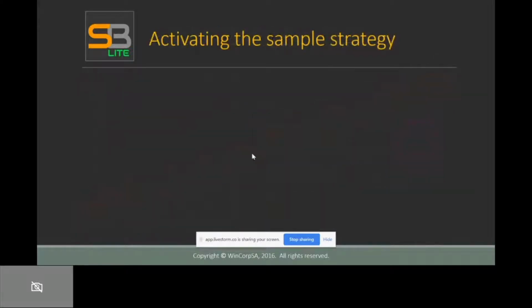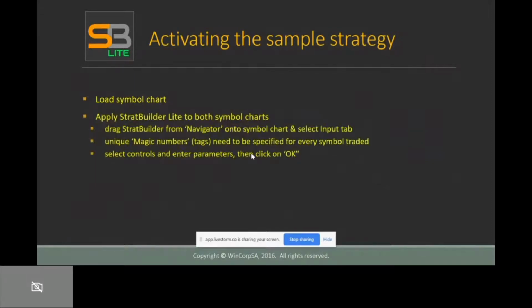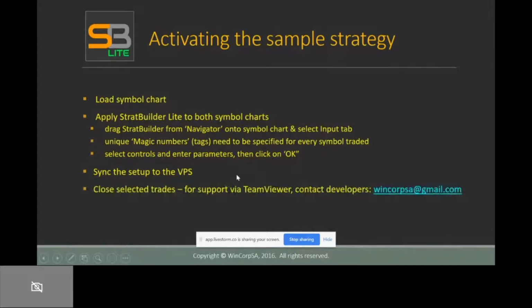Right, so just to summarize the steps, once you've got the platform up and running, you would load a symbol chart. You would then apply Strat Builder Light to your symbol chart. If you're going to be trading two symbols, it will be to both. How you do that is you just drag, and I'm going to demonstrate this practically just now. You drag the Strat Builder onto the chart, you change those input settings, and you click on OK. And that's as easy as it is. It's really a three-step process to get going. And then you sync this setup to the VPS, and then it's up and running.